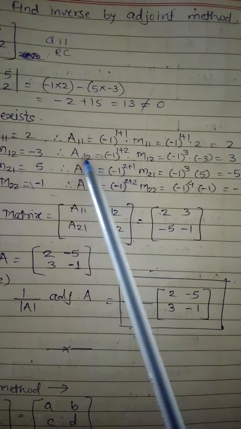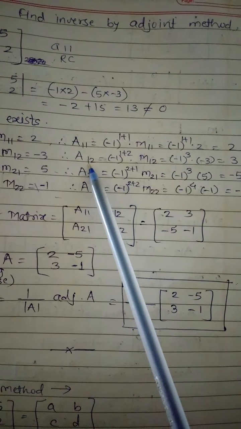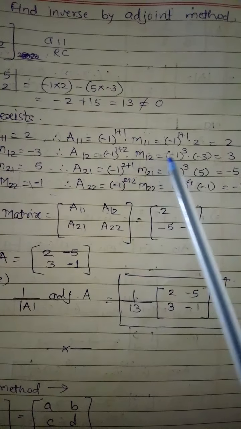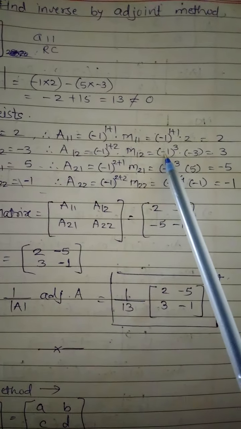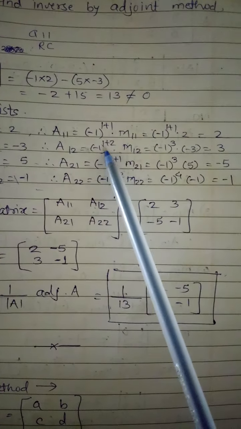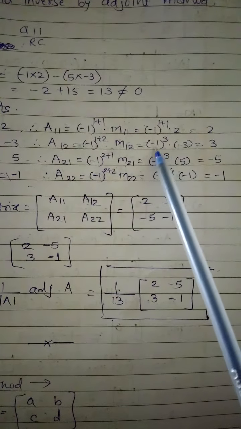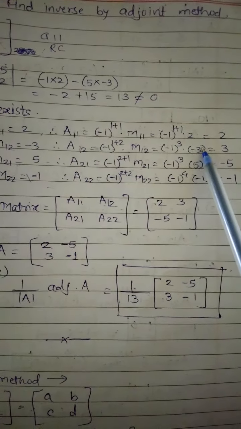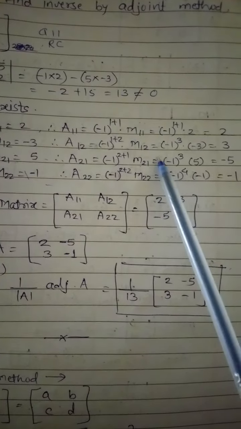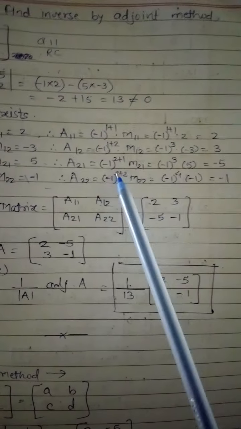Now if we find the cofactor of position 12, A12 is equal to -1 raised to 2 plus 1 into M12. So -1 raised to 3, since 2 plus 1 is 3, is an odd power, so the sign remains minus. And the value of M12 is also minus. So minus minus becomes plus, and we get plus 3.